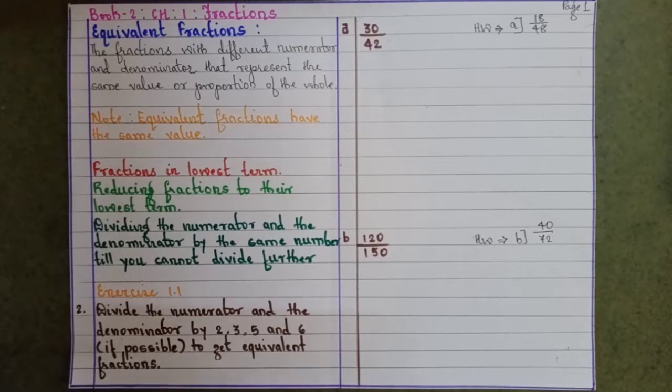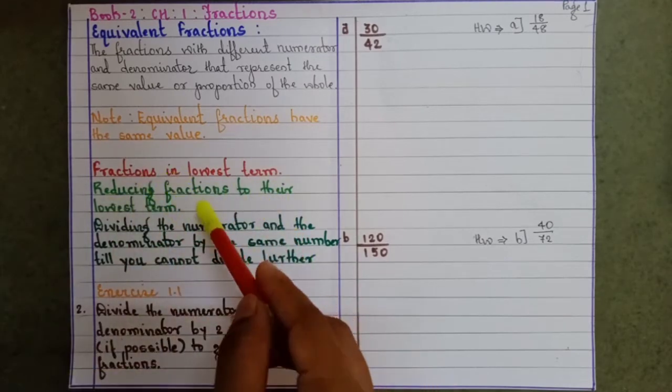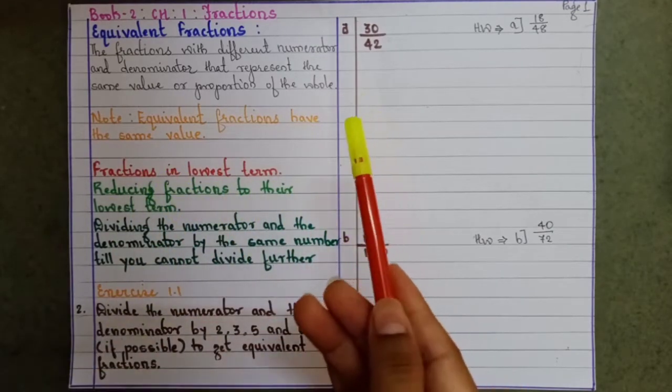So what are equivalent fractions? Fractions having the same value are called equivalent fractions, or the fractions with different numerator and denominator that represent the same value or portion of the whole are called equivalent fractions. Okay, and we are going to solve examples based on this. So, fraction in lowest term. We are going to reduce the fraction to its lowest term. So how to reduce to the lowest term?